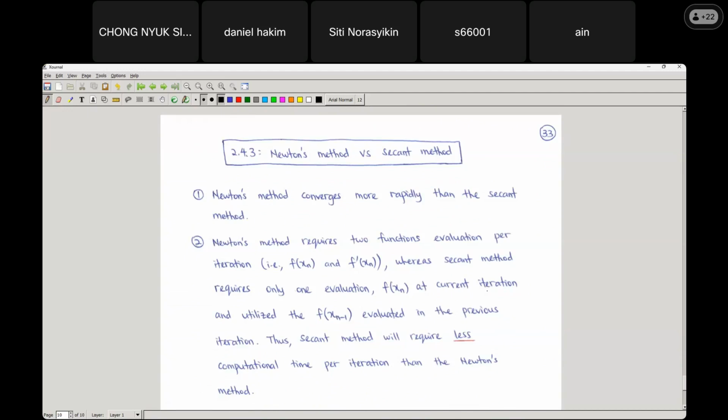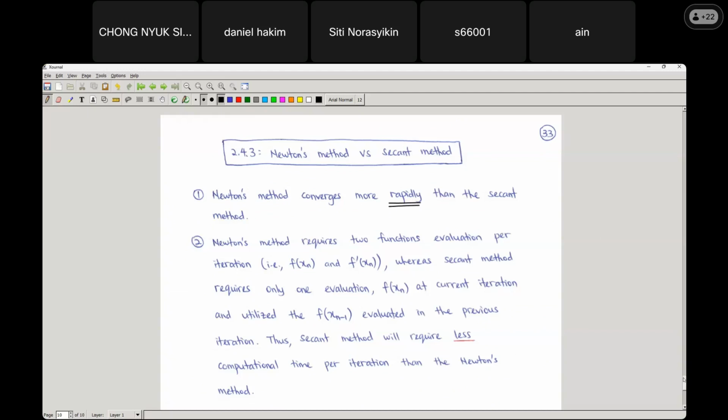So since these two are related, what are the differences between these two? They also use the concept of gradient. Find the tangent line. Do you remember that? Find 2 points, right? But what are the differences between these two methods? Okay, first, Newton's method converges more rapidly compared to the secant method. So that means Newton's method converges faster than the secant method.